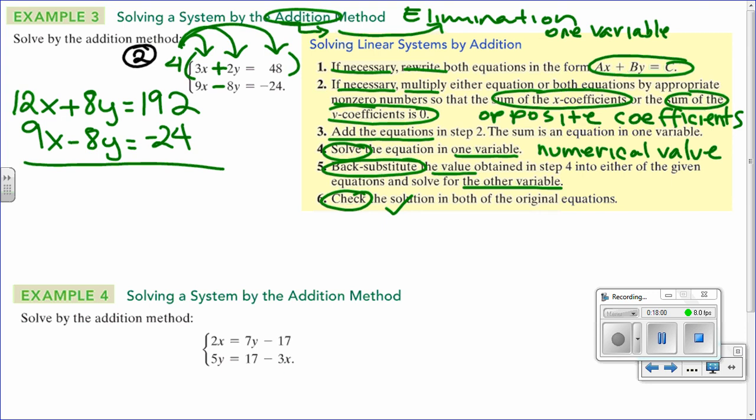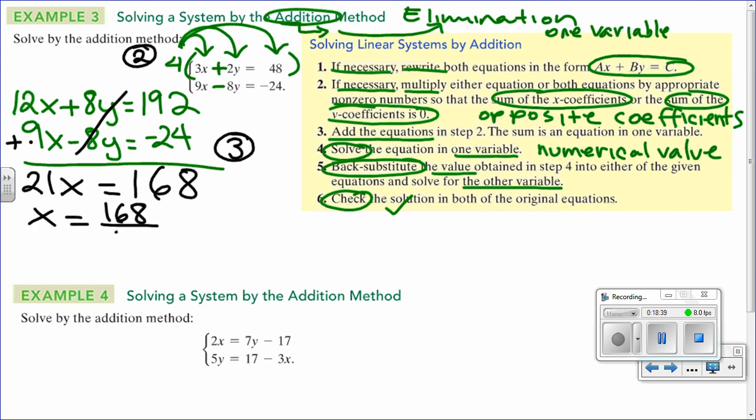Now we're going to do step number 3, add the equations. So we're going to add vertically. Here 12x plus 9x is 21x. 8y minus 8y is 0y. And then 192 minus 24, what is that? 168. Thank you. Then divide by 21. What do we get? 8. Okay, perfect. I like when we get integers.